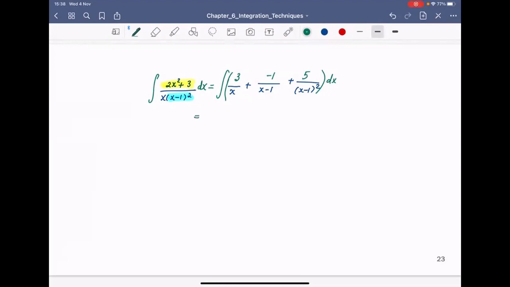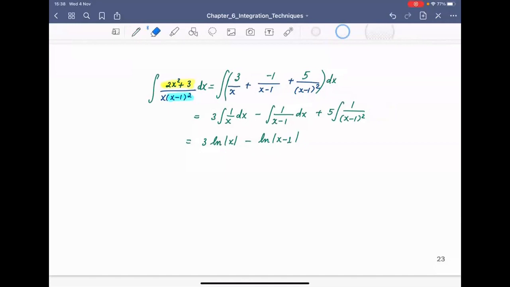Integrate 3 over x. Okay. Let's do this: 3 times the integral of 1 over x dx, minus the integral of 1 over x minus 1 dx, plus 5 times the integral of 1 over (x minus 1) squared dx. The first one is going to be 3 times log absolute x. The second one is going to be log absolute x minus 1. The last one is going to be minus, too fast. So I'm going to show you here that I'm going to switch the dx to d(x minus 1), the same thing.